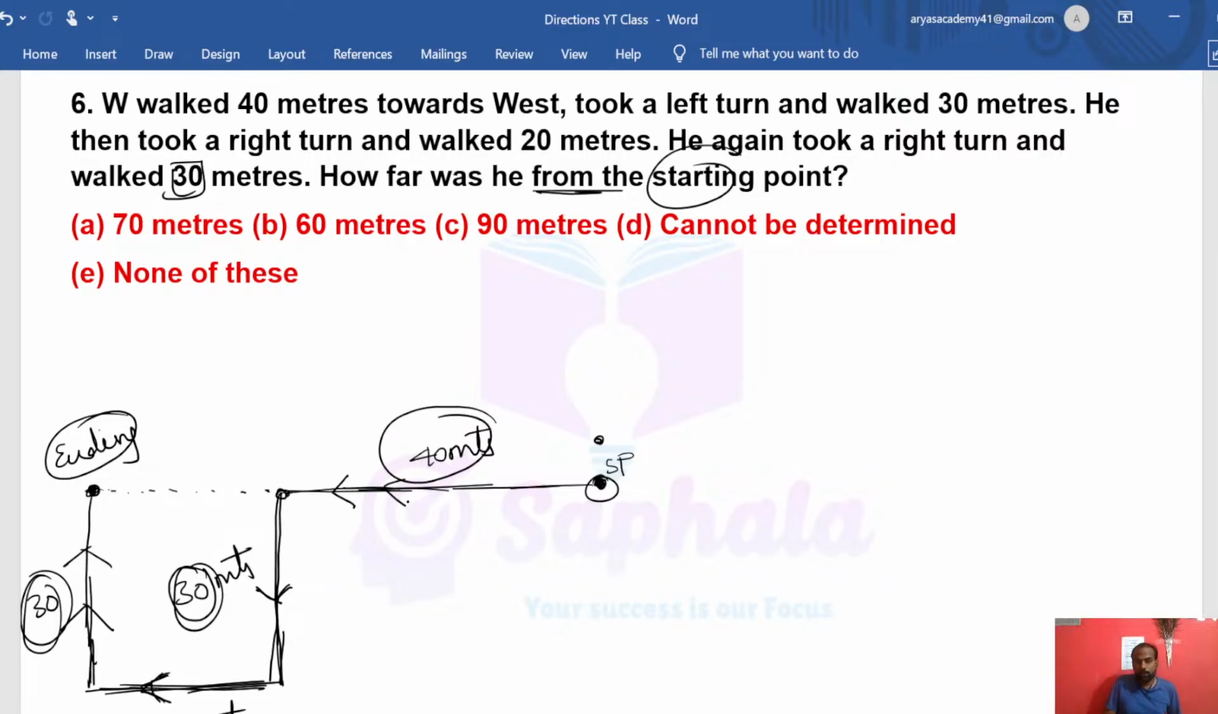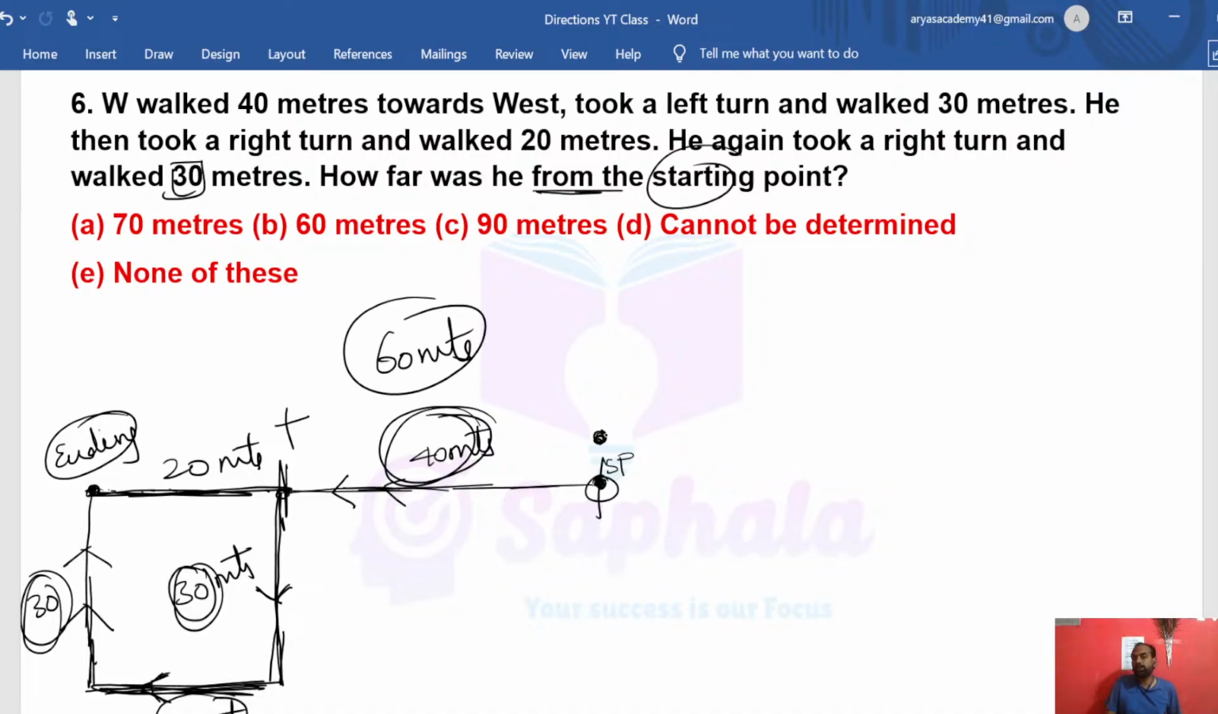See, this is actually 40. This is how much? 20. So if this portion is 20, then this portion also must be 20. So this is 20 meters. You already know up to this point from the starting it is 40. So 40 plus 20, overall distance will be 60 meters.